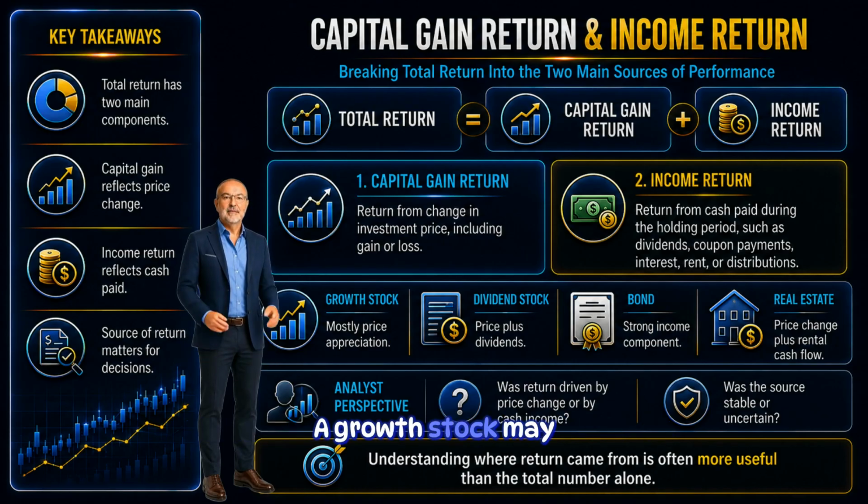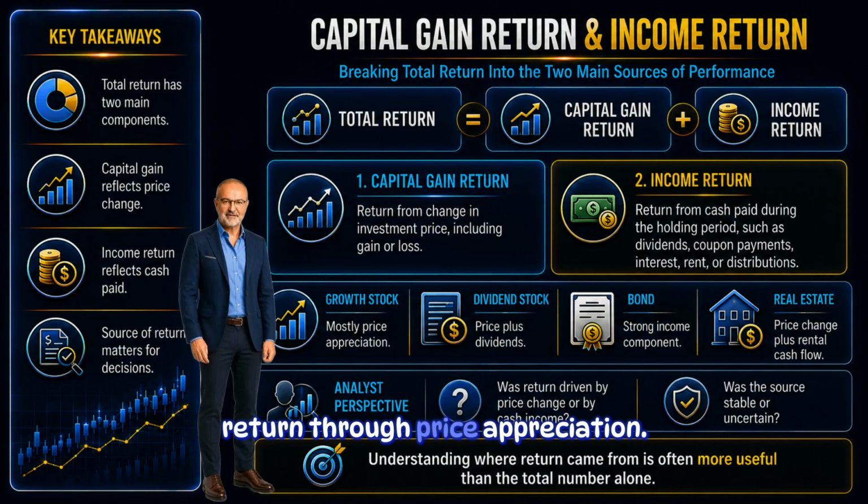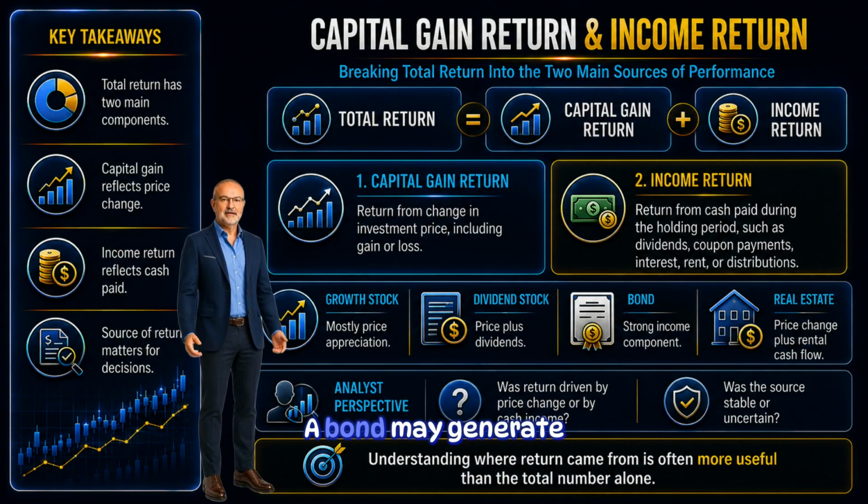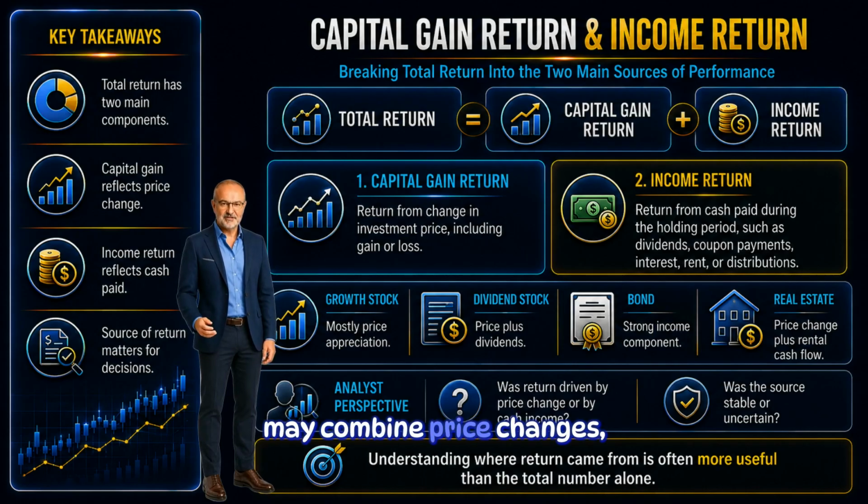A growth stock may generate most of its return through price appreciation. A dividend-paying stock may combine price appreciation with cash income. A bond may generate a substantial portion of its return through interest payments. A real estate investment may combine price changes, rental income, and expenses.